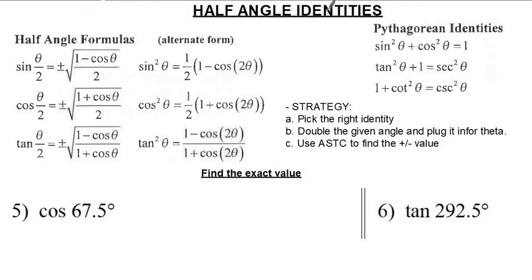Alright, so in this video I want to show you one more thing with half angle identities. We're still going to be using the same three formulas we used before. The difference now is they are giving us the angle that we cut in half.